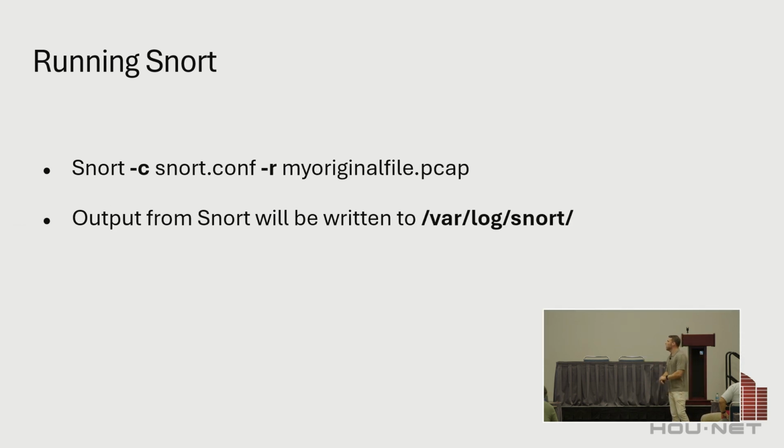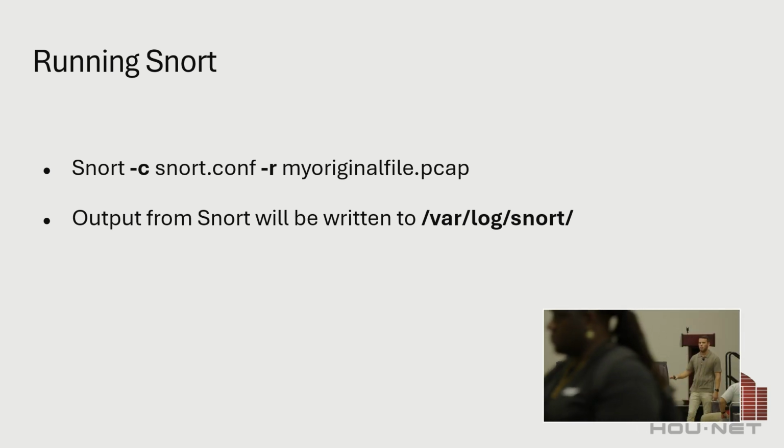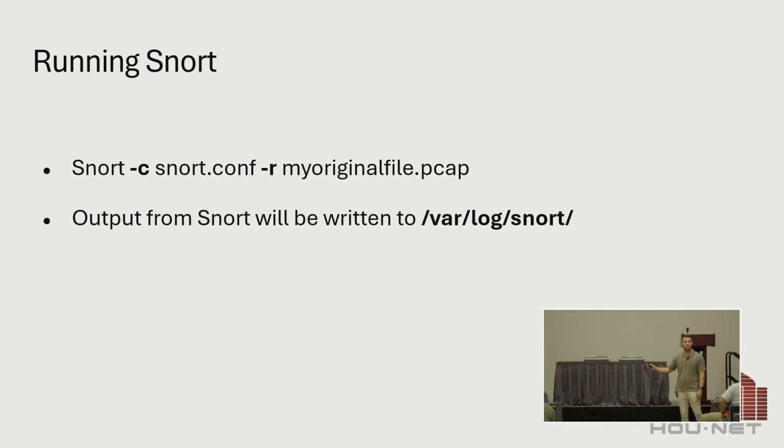So what I do is I run snort -c. I'm going to pass it my snort.conf file, which is my custom configuration. And then I'm going to read in my original PCAP, and the output goes to /var/log/snort. So now I just navigate there and see if there's any hits, right?